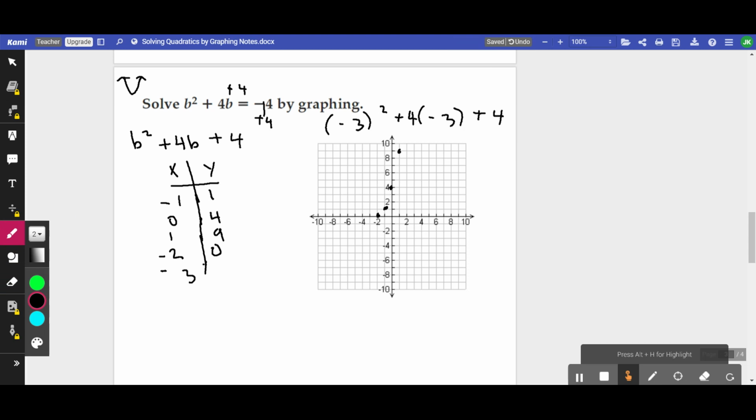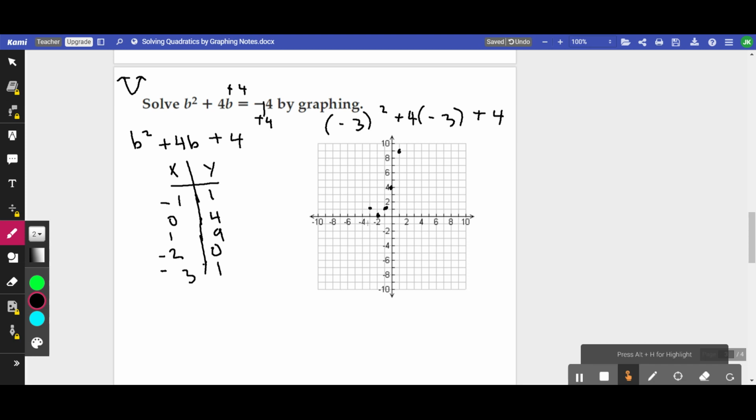So if you square the negative 3 to start, that'll give you 9, because negative 3 times negative 3. And then 4 times negative 3 here would be negative 12. So 9 plus negative 12 will be negative 3. And then negative 3 plus 4 will be 1. So you can graph negative 3, 1. So this will be here. So that means this is coming back up here.